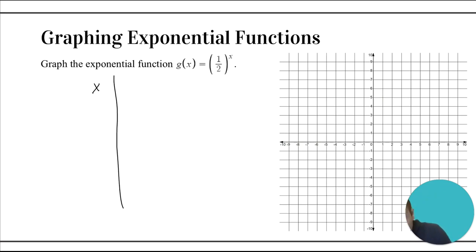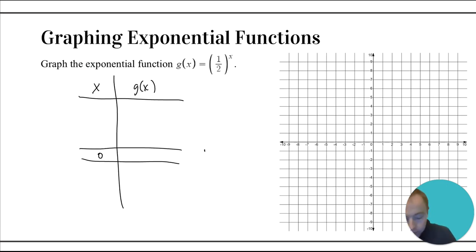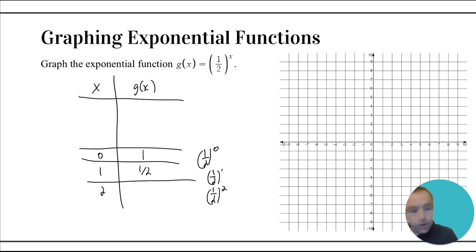So if we just make a little table of values right here and plug in some numbers, how about plug in 0 first, which would mean we do half raised to the 0 power by plugging 0 in for x. That would make it equal to 1. And then if we plugged in 1, half to the first power would just be half. We plug in 2 and we do half squared. That means we would do half times half, which is equal to 1/4.